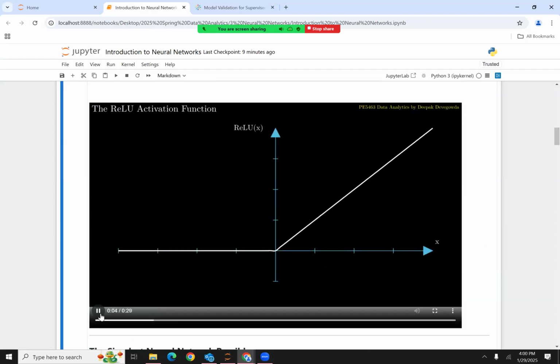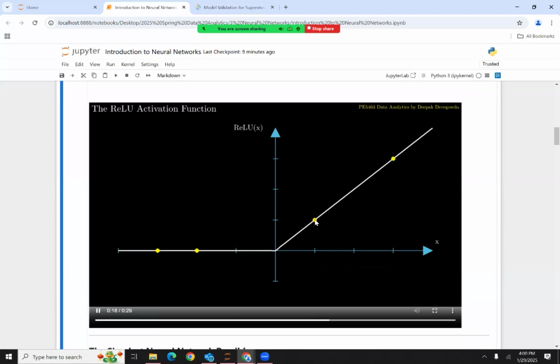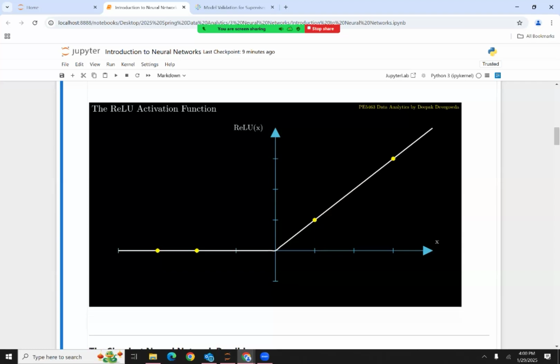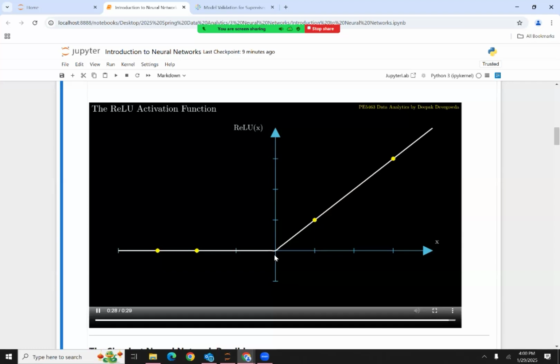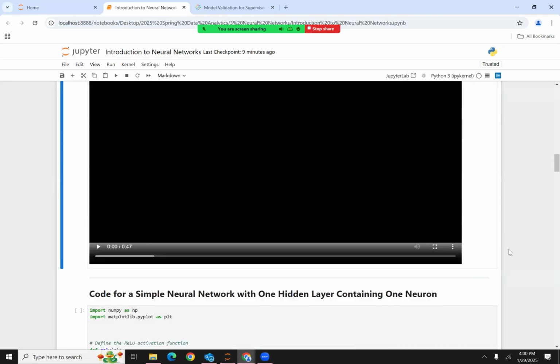And before we do that, let's finish watching this video, which shows you how incoming values of x are sent out according to where they lie on the activation function. Positive values are sent out as positive values. Negative values are sent out as zeros. So you can see that unless the input exceeds a certain value, it's not going to be sent to the output cell. All right, so let's look at the simplest neural network possible.